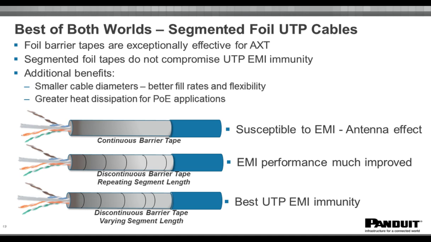As far as other additional benefits of these segmented foil tapes, you're getting a smaller cable diameter. And that's achieved because you're using that tape to combat alien crosstalk rather than making the jackets larger. So that'll give you better fill rates and flexibility. And also those foil tapes dissipate heat better to the outside environment for PoE applications.